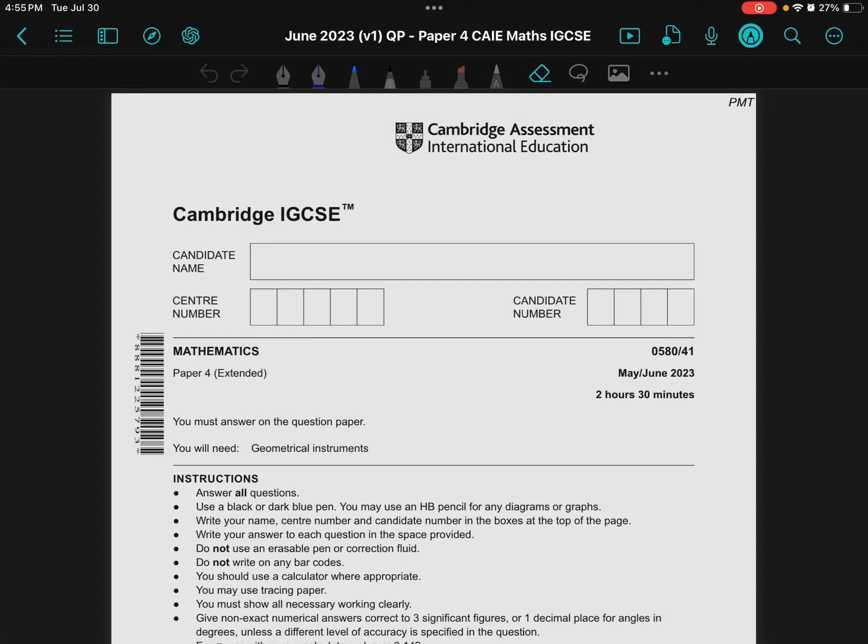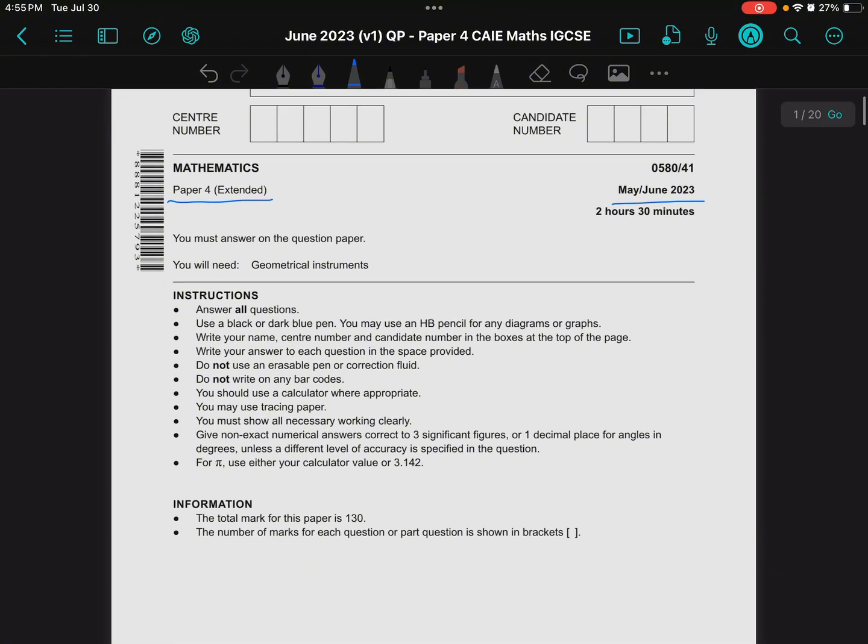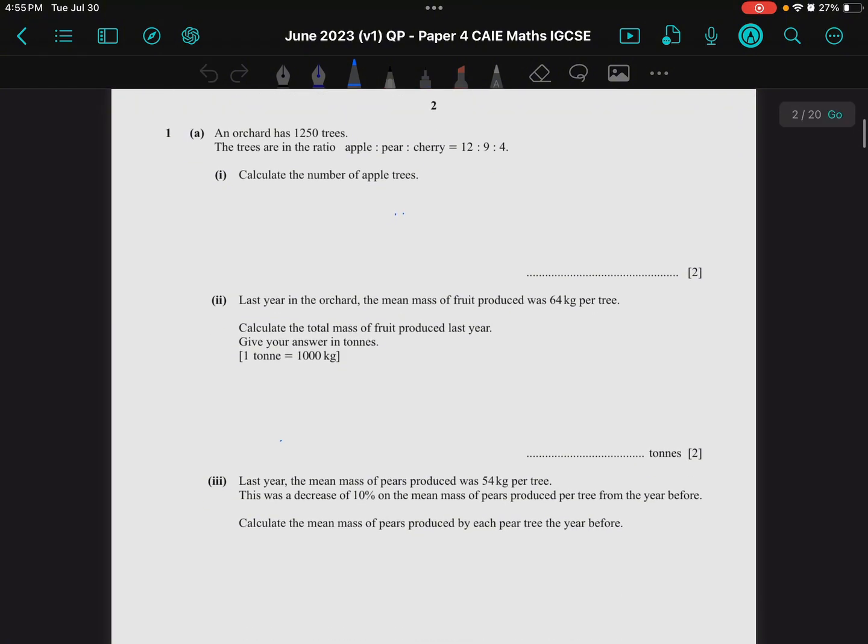Hello everyone. Today we are solving Cambridge IGCSE Maths paper 4 extended May-June 2023. Starting with question number 1.